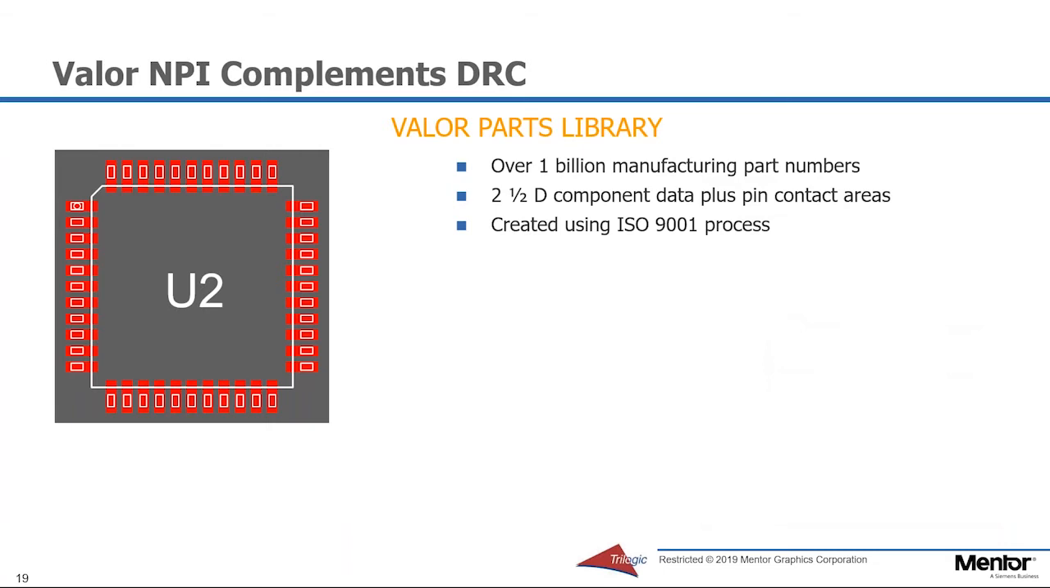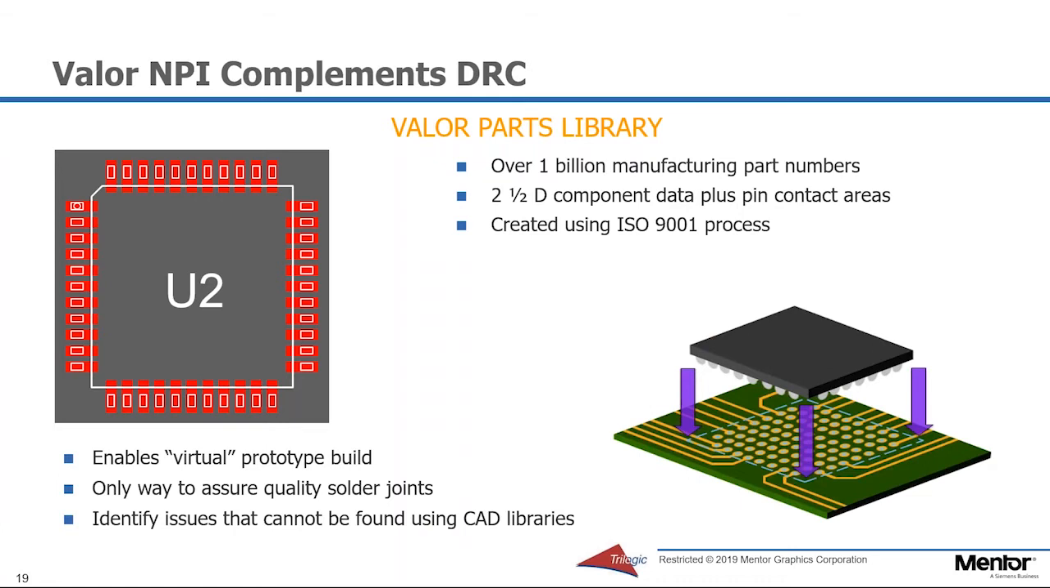The Valor Parts Library provides standardized information about the components that will be mounted on the board, based on the manufacturer and manufacturer part number in the bill of materials, or AVL. The standard boundary definition and height property allow a wide variety of checks beyond standard DRC rules. The pin information allows a virtual build of the board to be performed, identifying pin-to-pad issues that can affect the quality of solder joints.